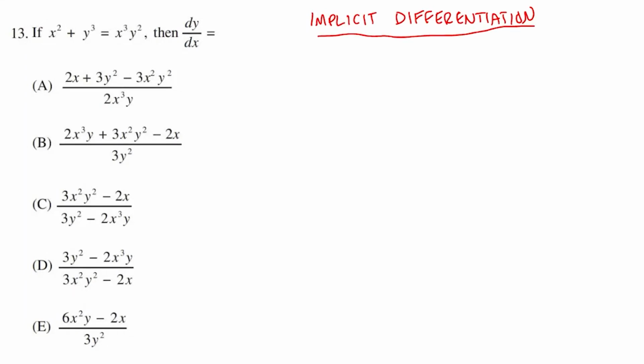And what that means is we can find the derivative with respect to x of both sides of the equation, and using the chain rule we should be able to find a dy/dx within that next statement. So let's take the original equation, x squared plus y cubed equals x cubed times y squared, and start to differentiate both of these sides with respect to x.